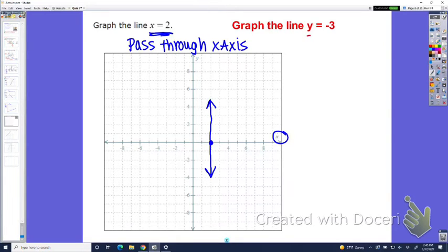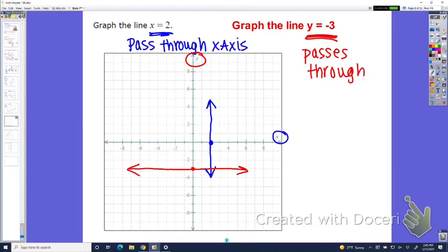Similarly, you have y equals -3. So now you want to go on the y-axis and go down to -3, and it has to pass through the y-axis at that point. Okay, so that slope is horizontal. It has a slope of 0.